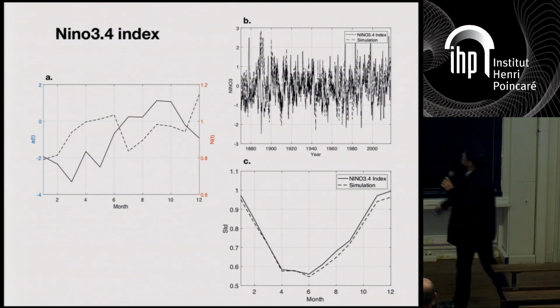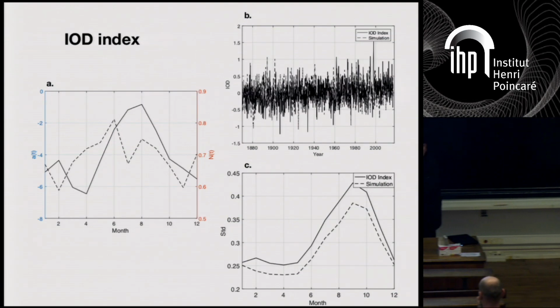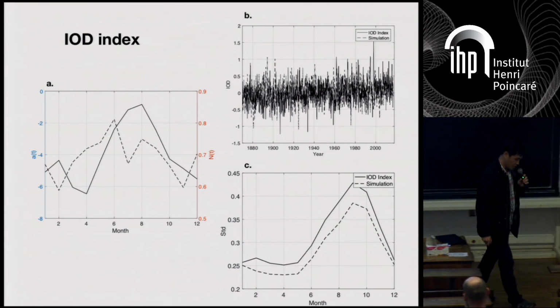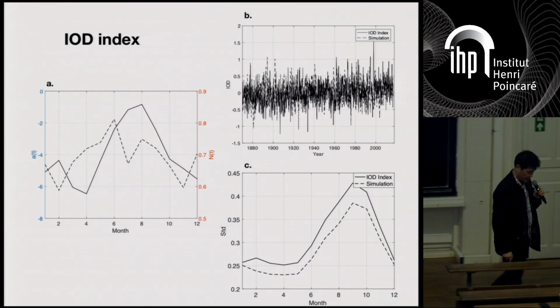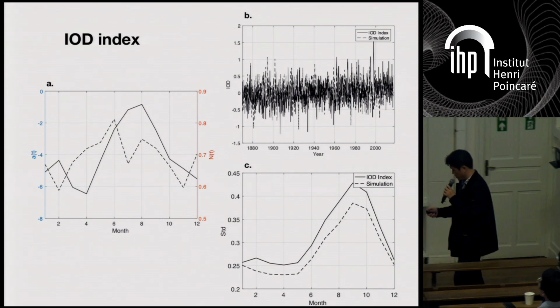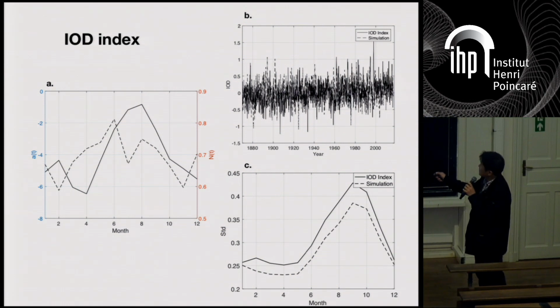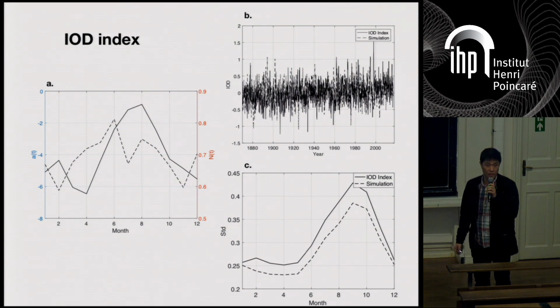Let's go to another example. This one is the Indian Ocean Dipole, another index representing Indian Ocean climate variability. This one is also AT, this one is NT, and we simulate that and compare with the original data. This is the comparison. A little bit disappointing compared to Niño 3.4, however, this model still captured the main characteristics of the seasonal statistics of the data, and they're quite well matched.